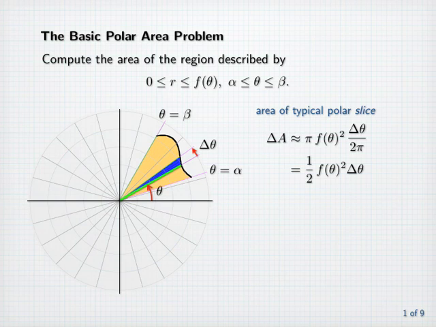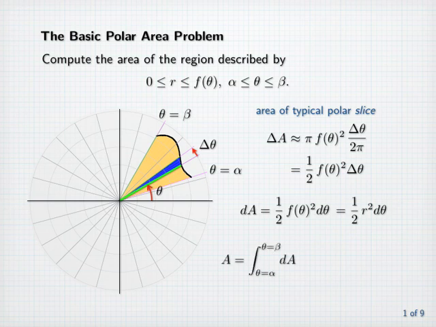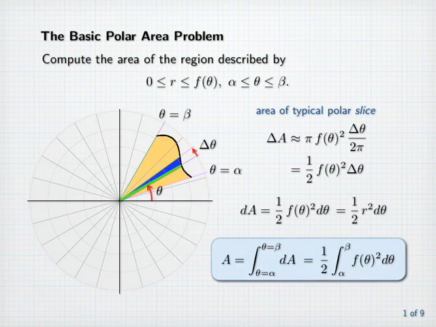This leads us to the area differential dA equal to 1/2 f of theta squared d theta, or 1/2 r squared d theta. And the area of the region will be the integral of dA from theta equals alpha to theta equals beta, which is the integral from alpha to beta of 1/2 f of theta squared d theta.